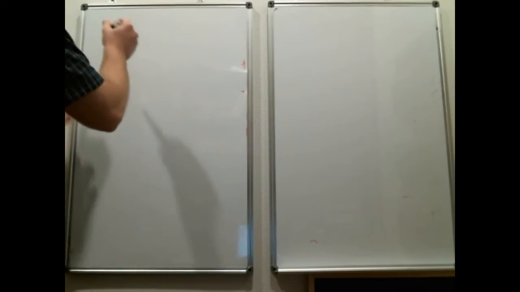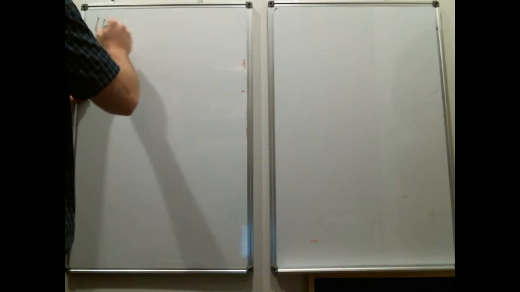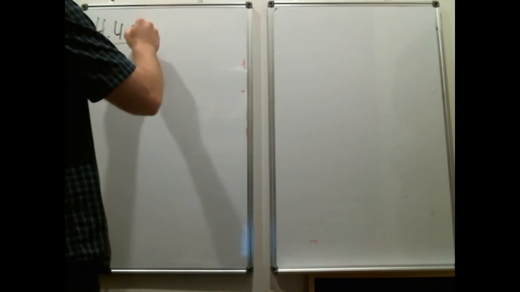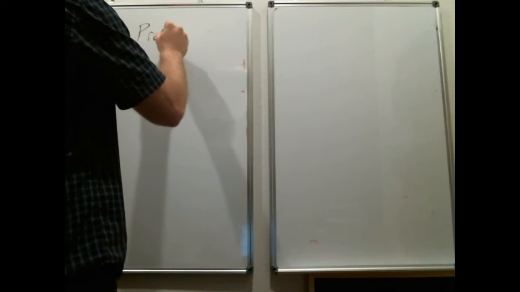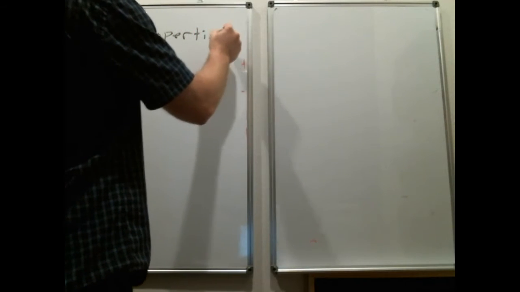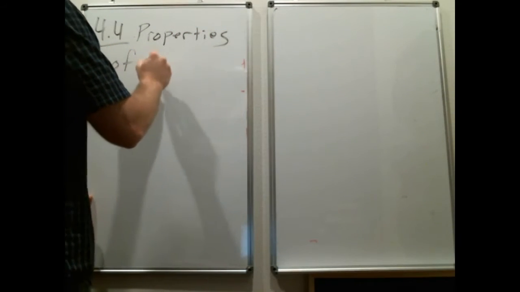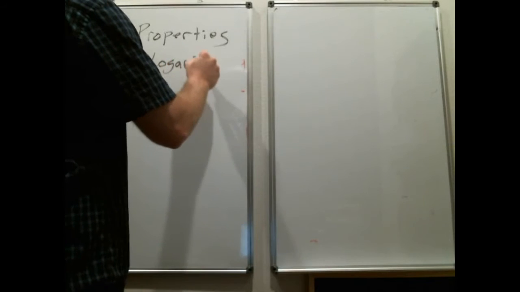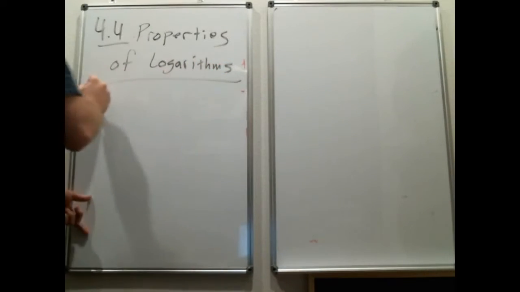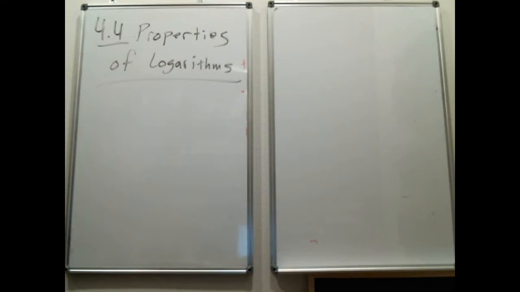Okay, so we're going to look at 4.4, properties of logarithms. But first, what I want to do is remind you of what we did last week in section 4.3 when we were converting between exponential and logarithmic form and simplifying certain expressions. That's going to be helpful with what we're doing tonight.